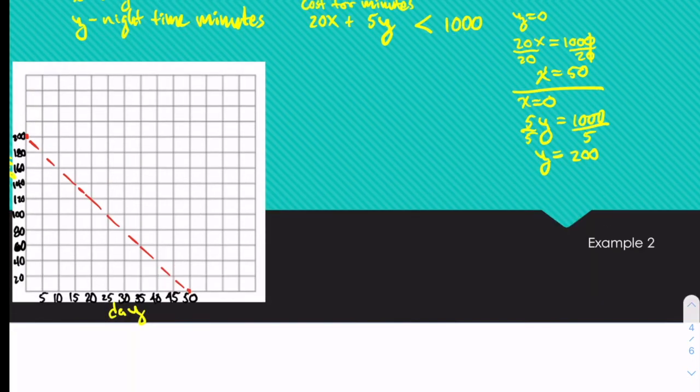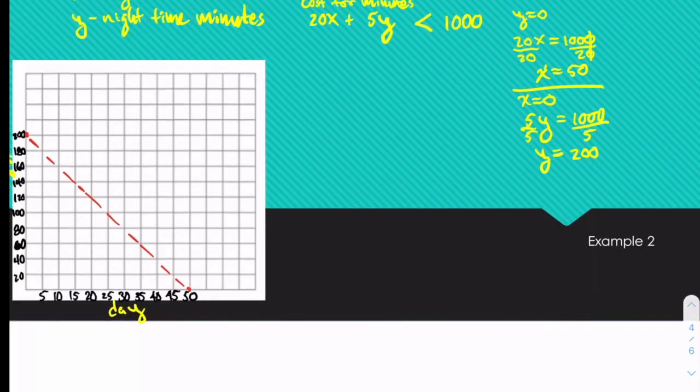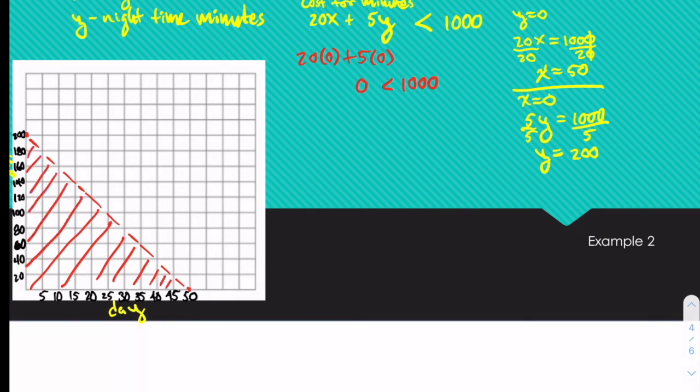Let's test 0, 0 so that we can figure out where we're shading. We say 20 times 0 plus 5 times 0. That's just going to be 0, because 0 plus 0 is 0, which is less than 1,000. Is that true? Yes, it is. So we're going to shade in the direction of the origin. So there's all the shading, and now we're representing the graph of the shaded side, which represents when we're spending less than $10.